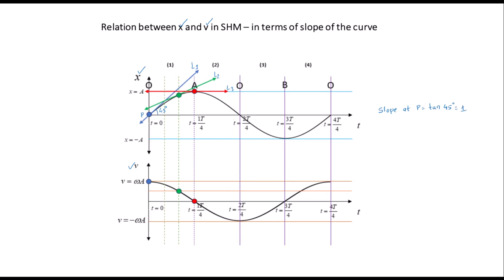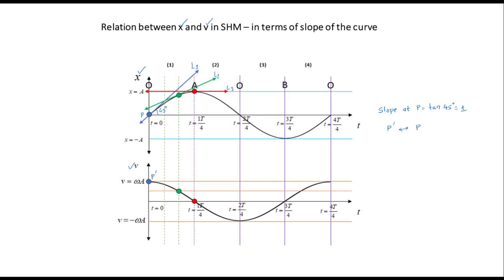And that's exactly what we get at this point, let me call it P dash, on the velocity time graph. The point P dash represents the slope of the displacement time graph at point P. So there is an equivalence relation between P dash and P. P dash on the velocity time graph is actually representing the slope of the curve at point P for the displacement time graph.